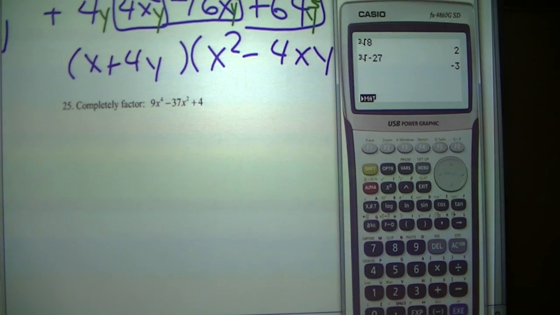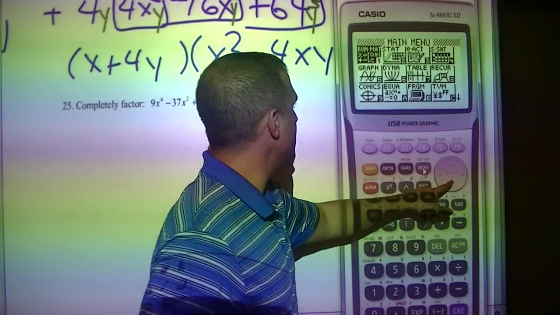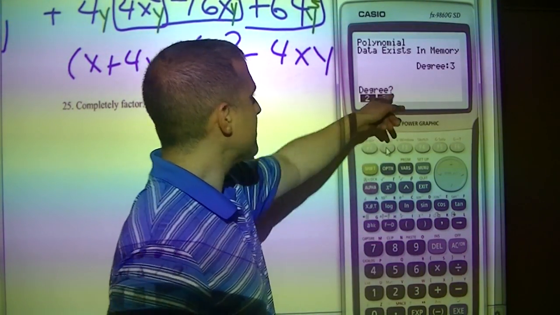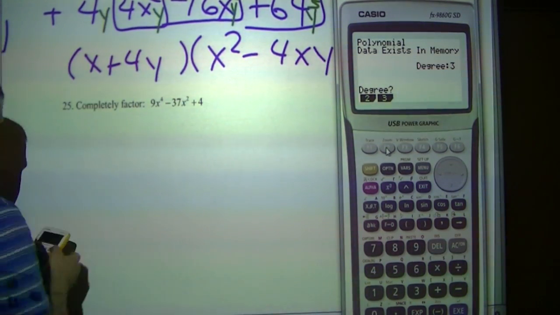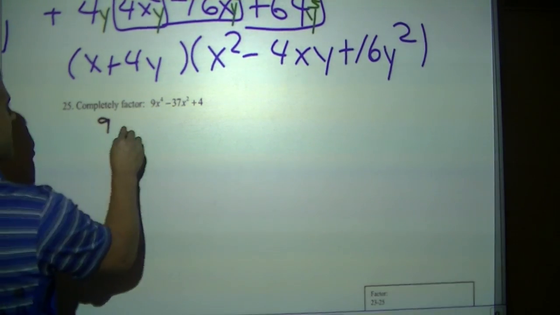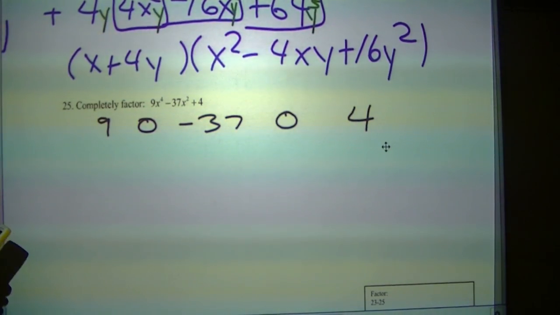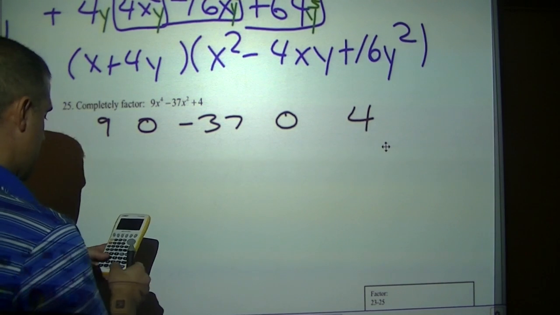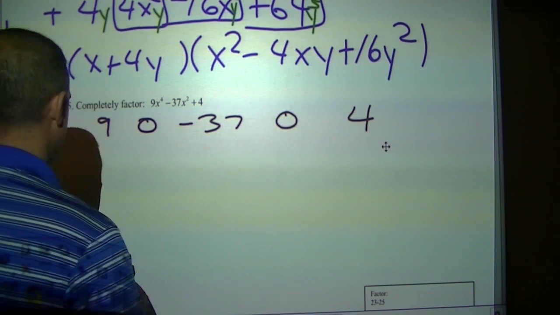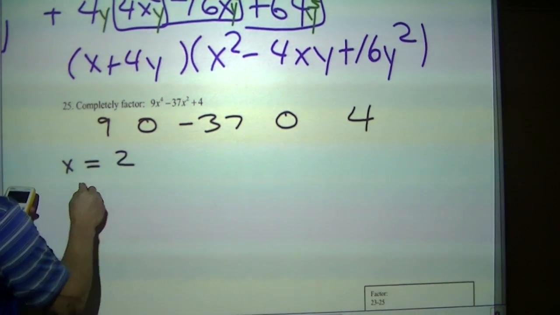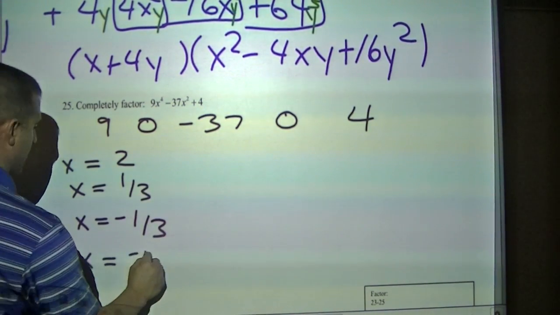Okay, what you can do is you can type this in going across. If you go to menu and equa, my degree is not going higher than 3. So yours will. So go to 4, and what I'm going to type in is 9, 0, negative 37, 0, and 4. Okay? All right? So 9, 0, negative 37, 0, and 4. If you hit solve, you get these solutions. 2, basically 1/3, negative 1/3, negative 2.